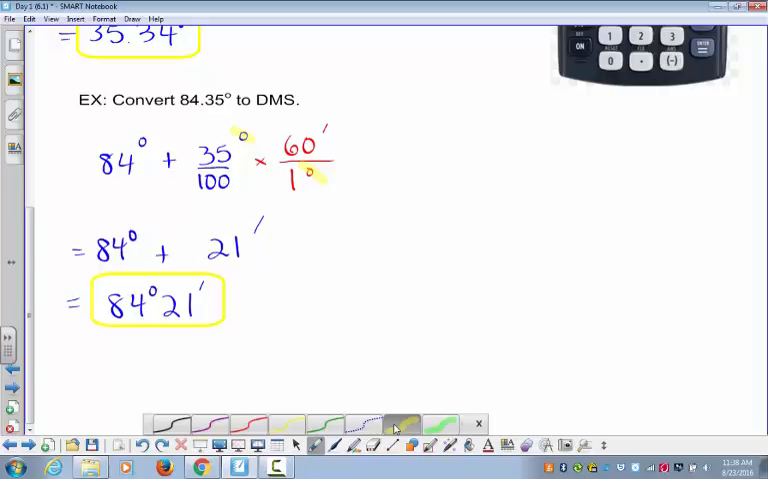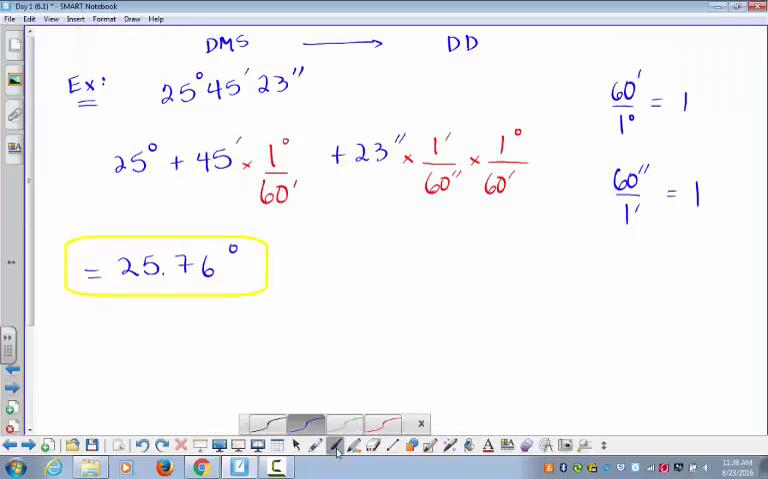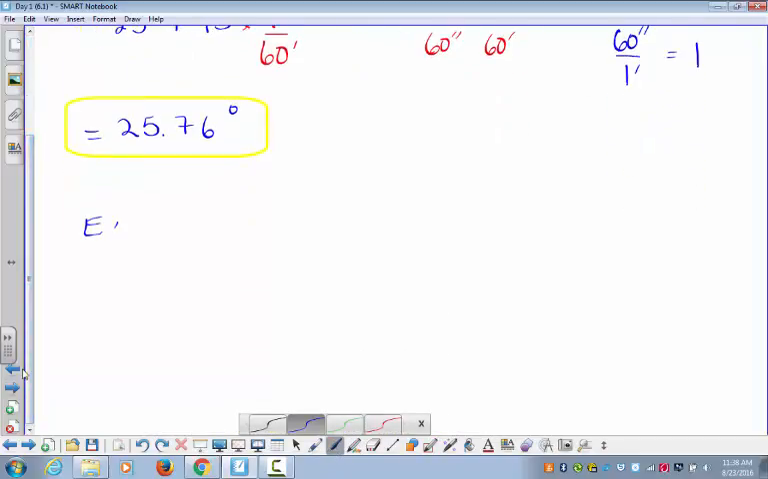Do one more of those. Give you guys one to try. All right, you ready? Put another one up here. All right, so there's a decimal degree number, and let's do a conversion to DMS using your conversion factors. Let me know if you're hung up on anything.